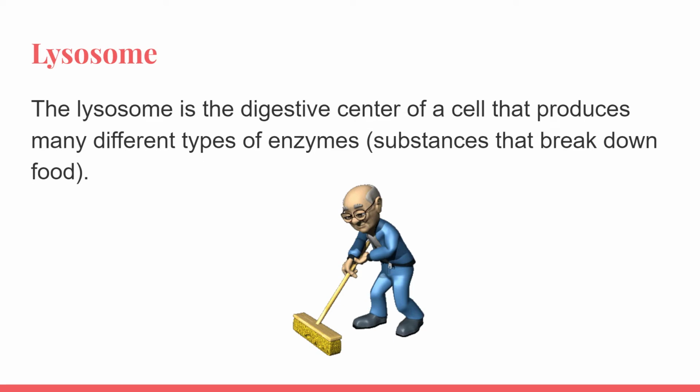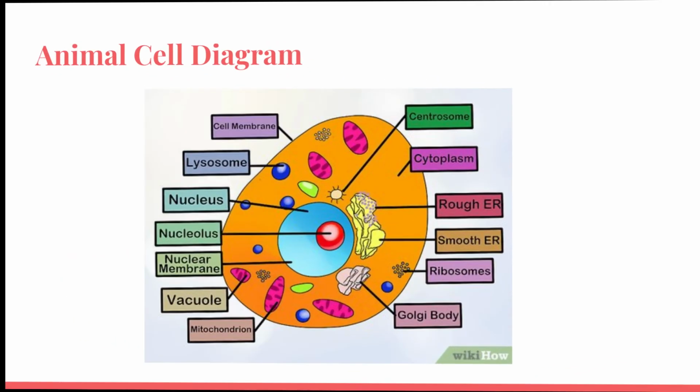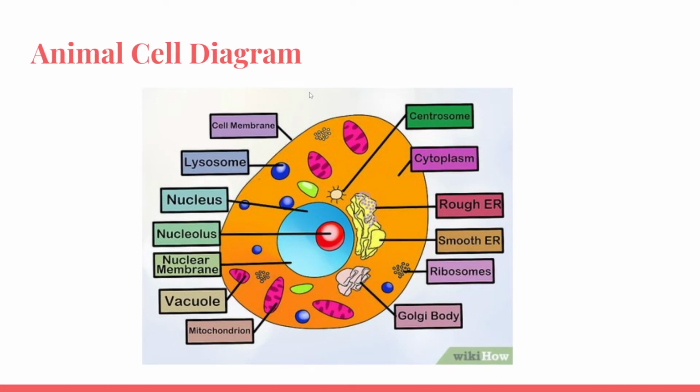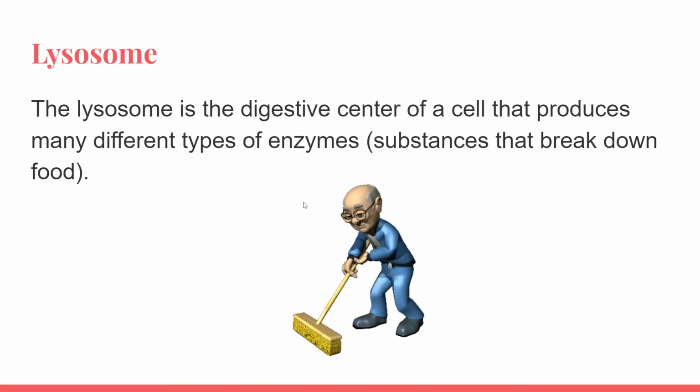Next is the lysosome. So the lysosome is essentially like the janitor. He cleans up the cell. He makes sure there's no waste and other stuff left in the cell. The way it cleans up is it digests, like the digestive center of the cell. It produces many types of enzymes, which are just substances that break down food. We produce enzymes such as in our saliva, which break down sugars and stuff.